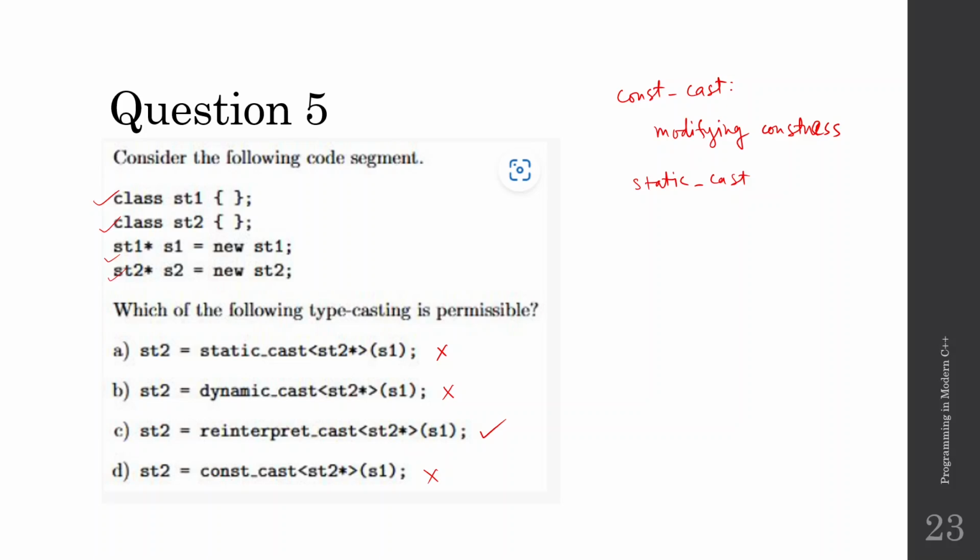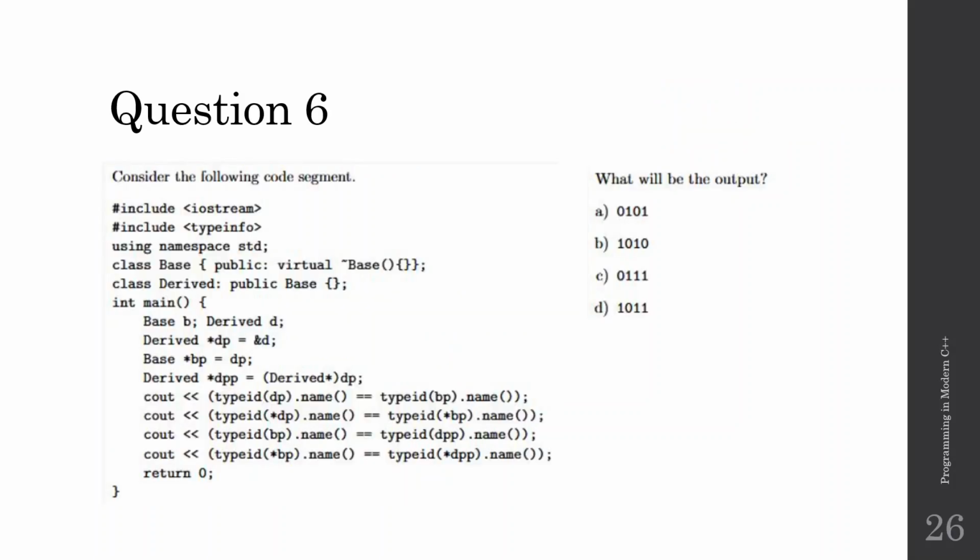Okay, then let's continue. So this is question number 6. This is the code segment, and you have to predict what will be the output.